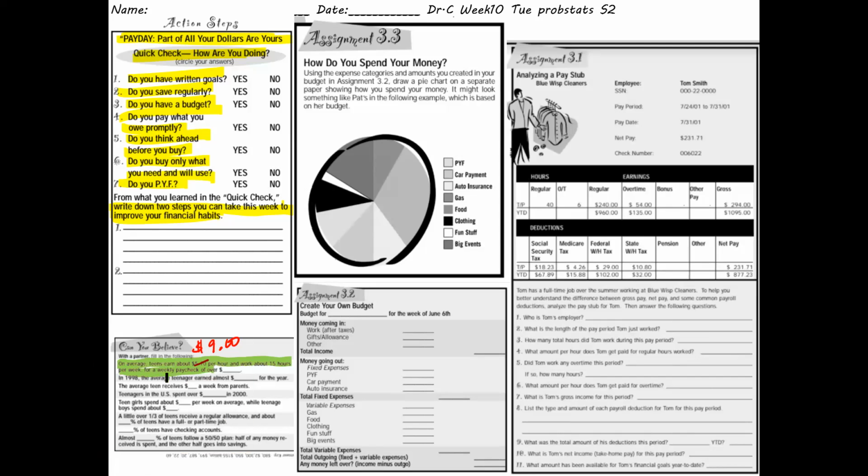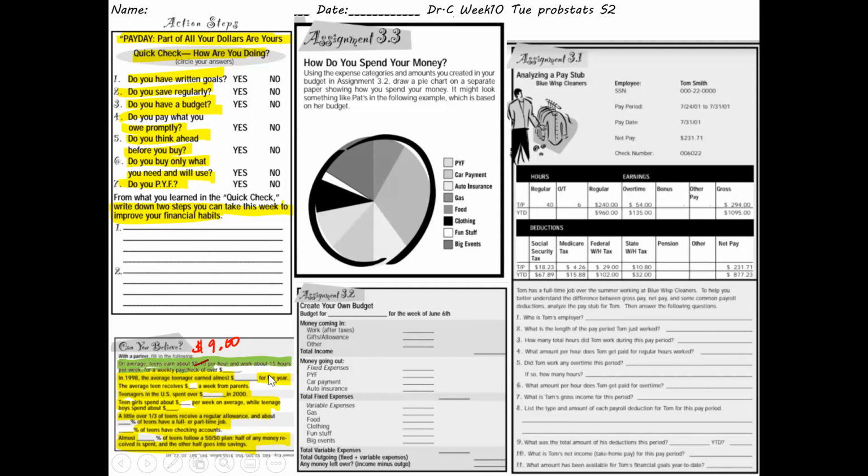And this information is so unbelievably late, but in 1998, the average teenager earned about blank for the year. The average teen receives blank a week from parents. Teenagers in the US spent over blank in 2000, and teenage girls earn about blank per week, while teenage boys spent about blank. A little over a third of teens received a regular allowance of this much, and almost blank percent of teens follow a 50-50 plan.